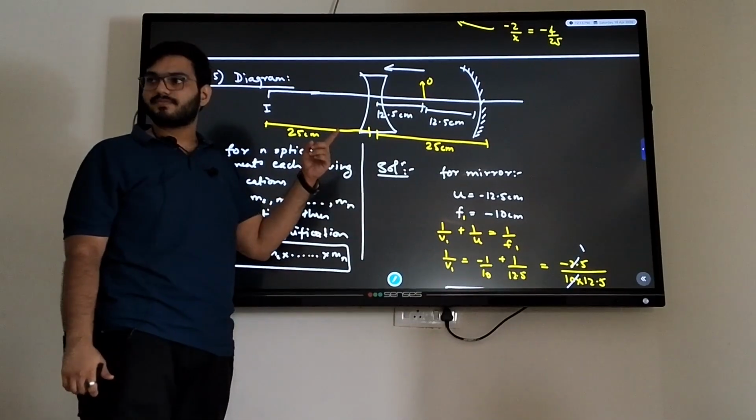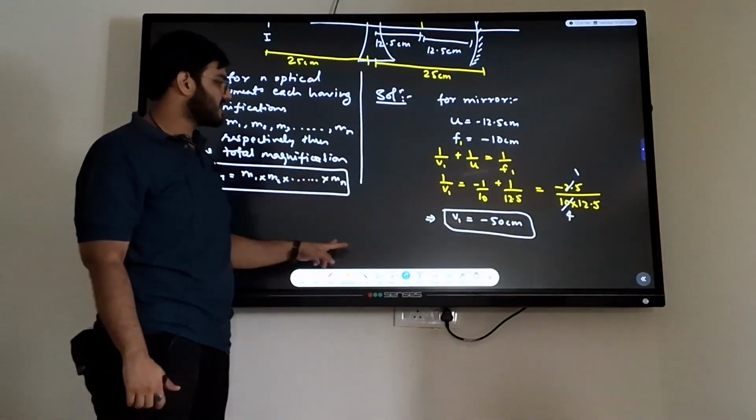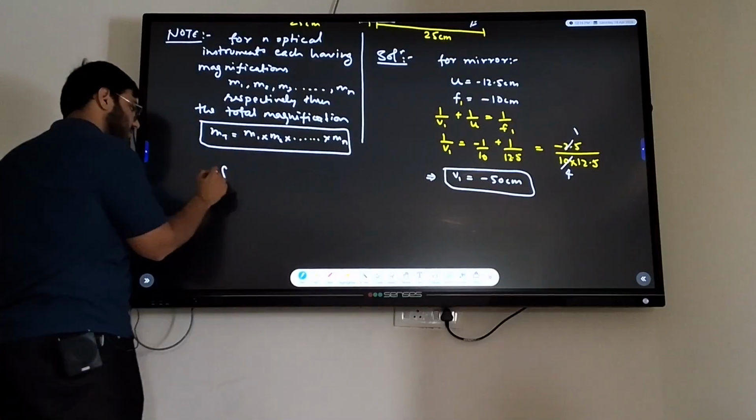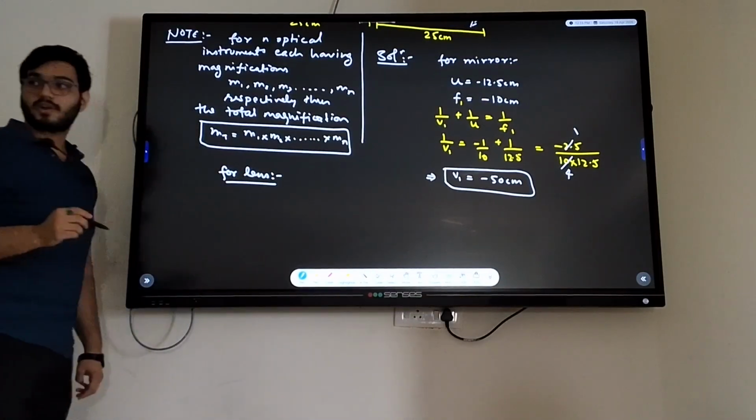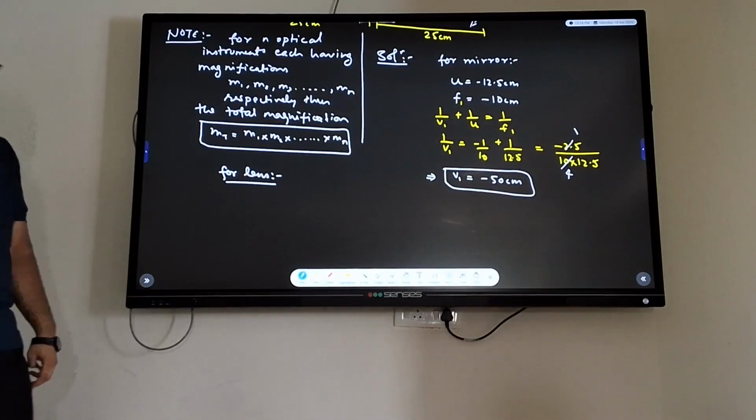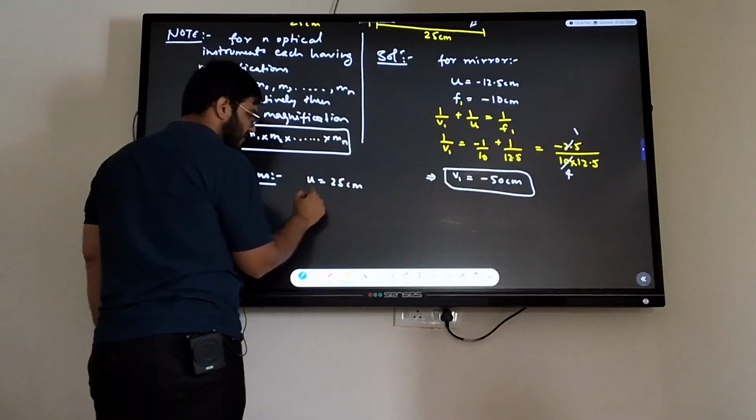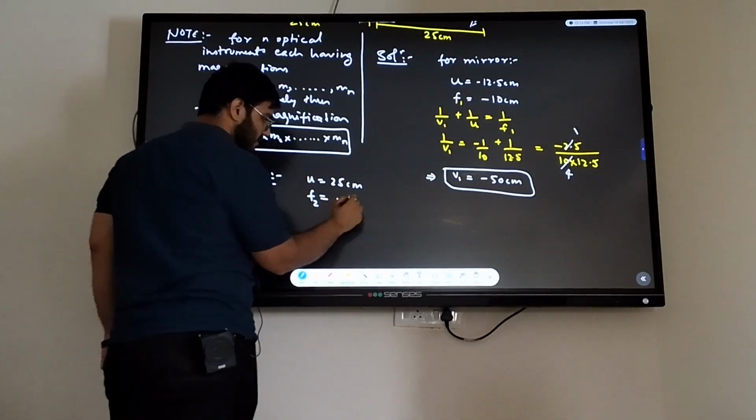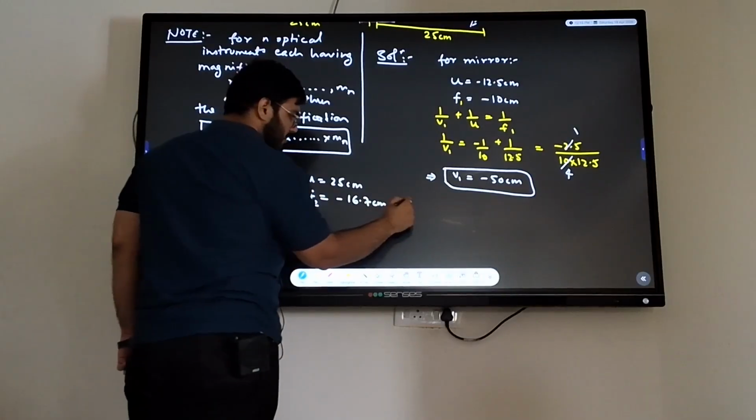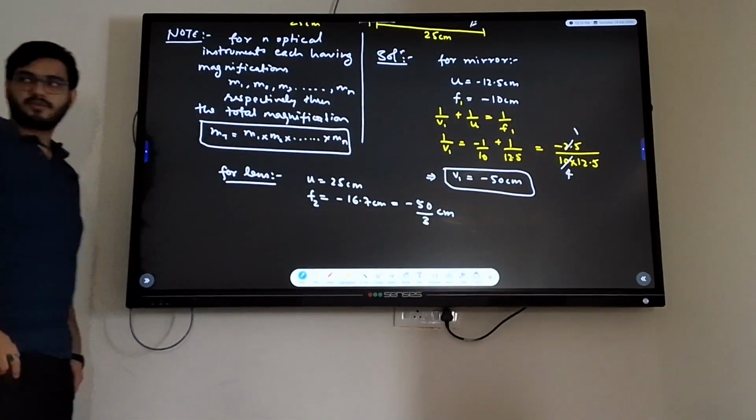So if that is the incident ray direction, then according to the sign convention, can you tell me U? Positive or negative? Positive. What about the focal length for a concave lens? Negative. So U is equal to 25 centimeters. What is F? Minus 16 point something. I am going to approximate this. Is it okay?